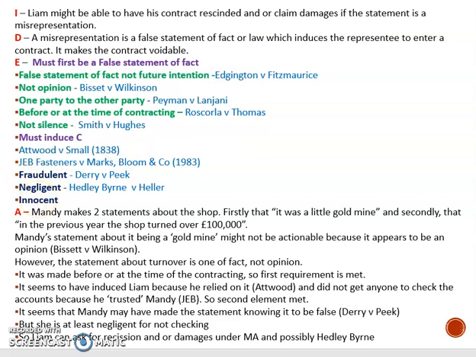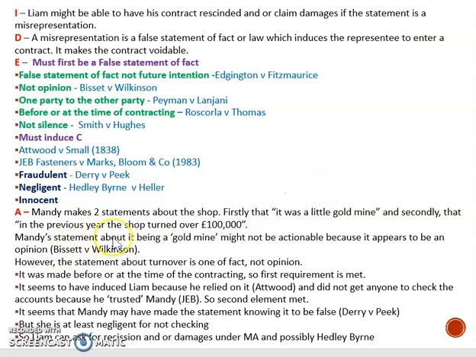So we've already talked about the I, D and the E. Okay, so I've identified Liam might be able to claim in misrep. I've defined misrep. I've explained misrep with all of my cases, but let's focus here on my application. So in my application, I firstly pointed out the 2 statements that might be a problem. So I've said Mandy makes 2 statements about the shop. Firstly, it was a little gold mine, and secondly, that it turned over £100,000.